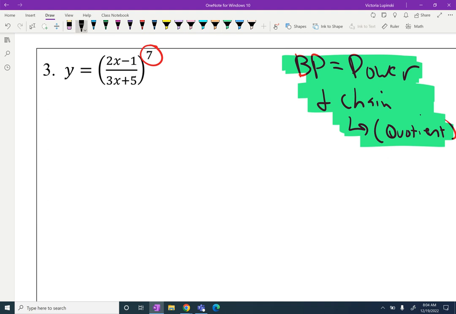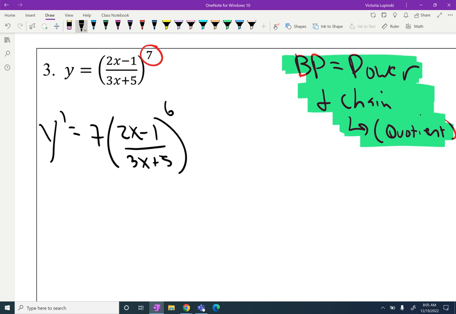So here's how we approach this one. Let's call it y prime. If I'm telling you to use the power rule, that means take that 7, move it to the front, take the entire quantity to the 1 less power, and now you have to do the derivative of the inside. So when you do the derivative of the inside, that's the chain rule, but you have to do the quotient rule.